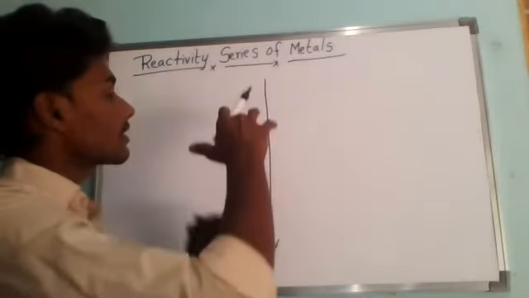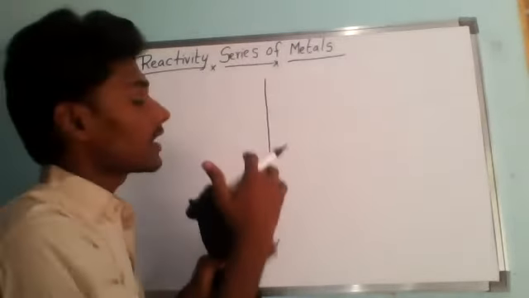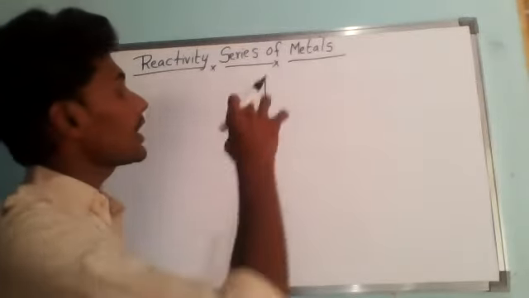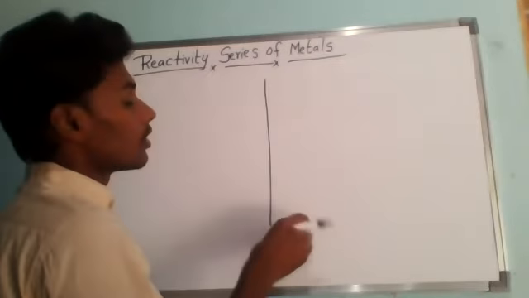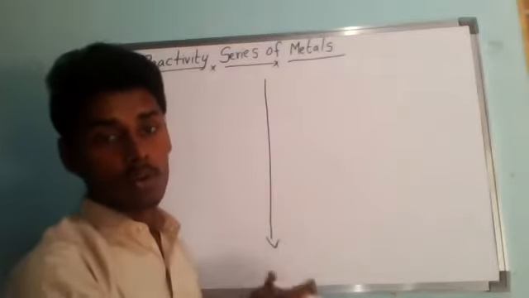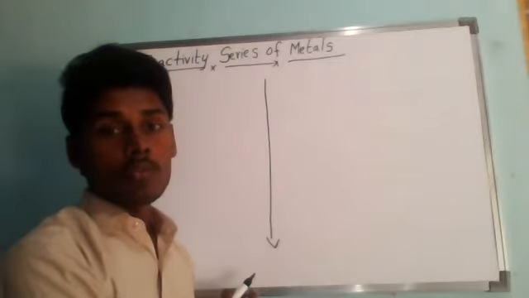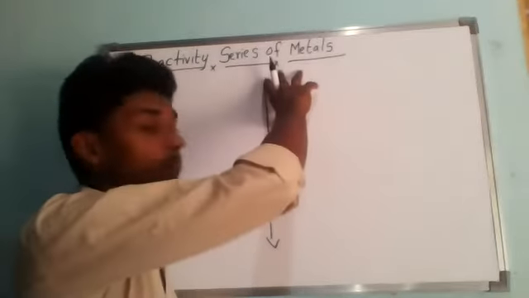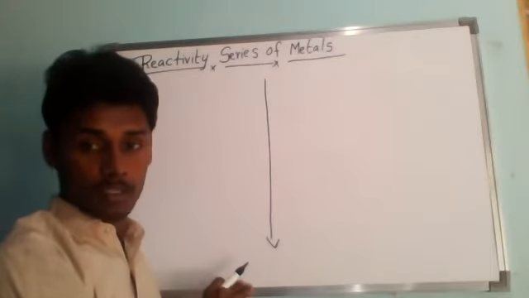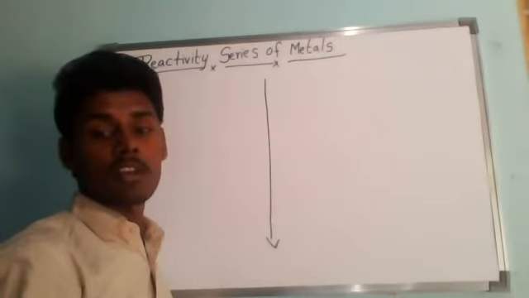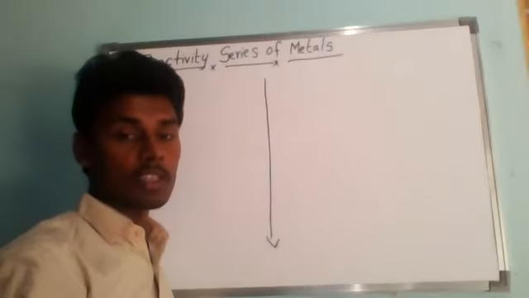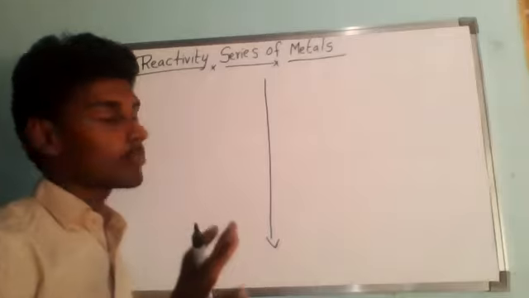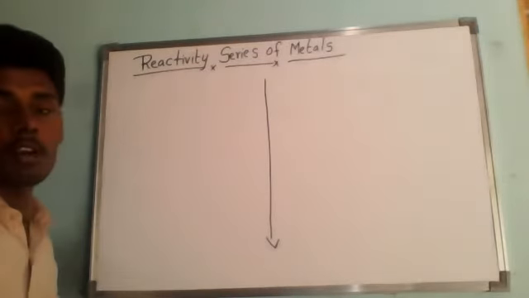A few metals react very much and a few metals react very little. Based upon their reactivity, how vigorously they react, highly reactive elements are placed first and low reactive or unreactive elements are placed at the bottom. In this reactivity series, the most reactive metal is placed at the top, whereas the least reactive metal is placed at the bottom. Just remember the reactivity series of some common metals, and I will give you some statements to help you remember.